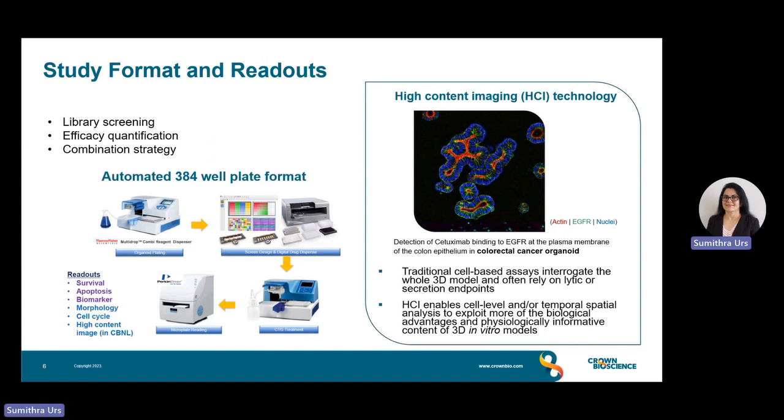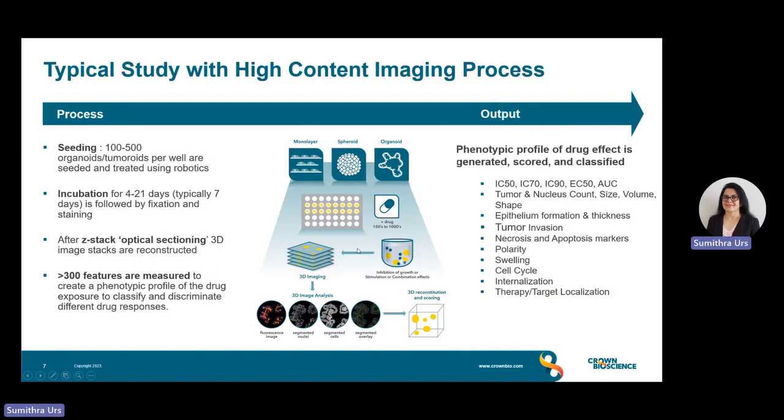HCI enables cellular level as well as temporal and spatial analysis to understand delicate intracellular distribution, localization, cell morphology, and other changes that occur upon treatment. A typical high-content imaging study begins with seeding 100 to 500 organoids per well, followed by treatment and incubation for typically 7 days, fixation, staining, and imaging by Z-stack optical sectioning.